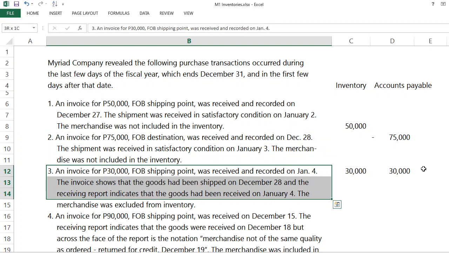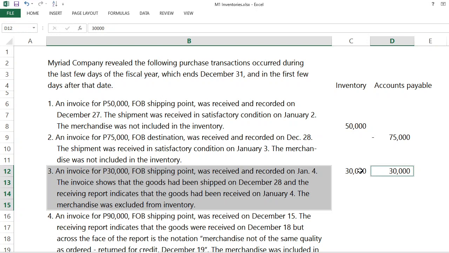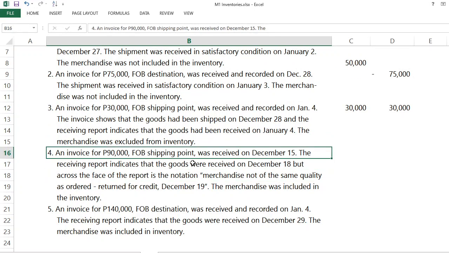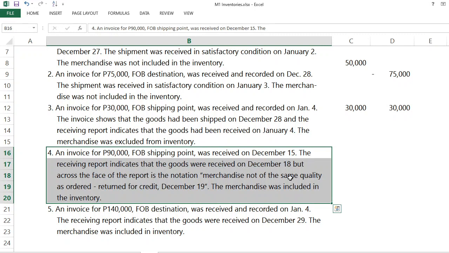Here also, debit purchases credit accounts payable for the 30,000, and then debit merchandise inventory and credit income summary for the inventory. Number 4. An invoice of 90,000 shipping point, we are still the buyer, shipping point, so it is ours, received December 15. The receiving report indicates that the goods were received on December 18, but across the face, merchandise not of the same quality. So, it was returned on December 19 and the merchandise was included in the inventory.